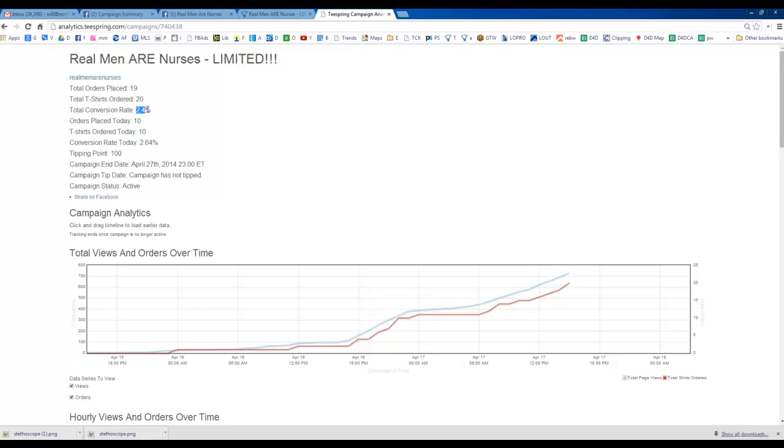And then just the overall conversion for the campaign since the start. This is just for today and from the start. So I like that. This is a good, healthy number.